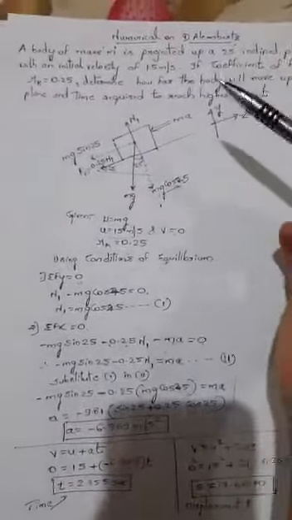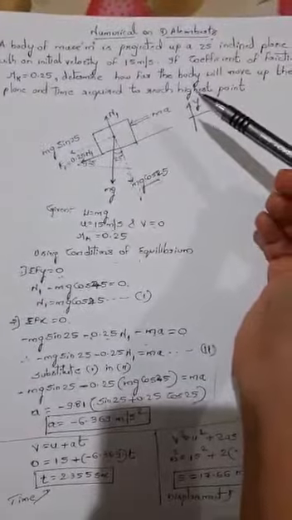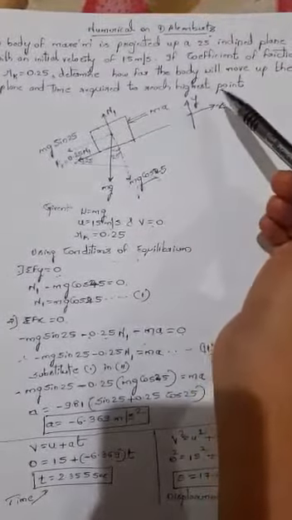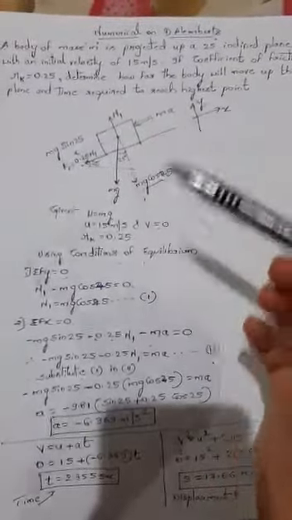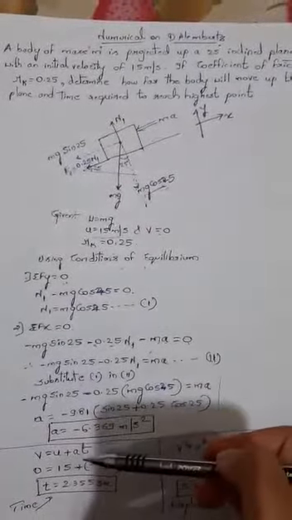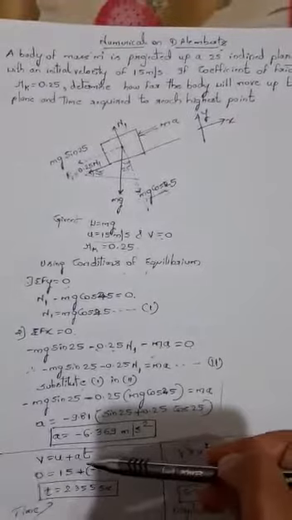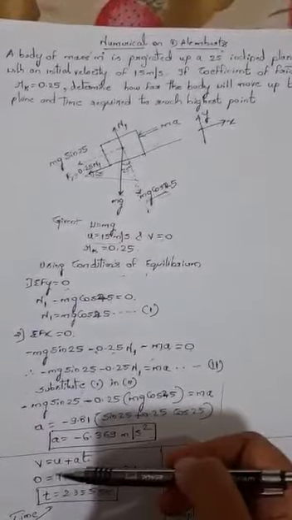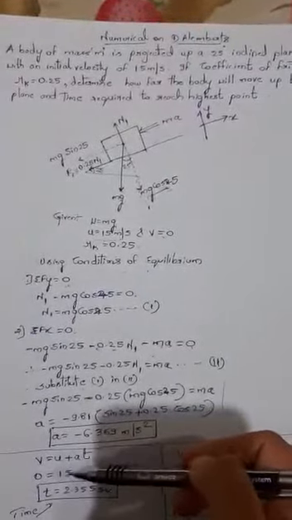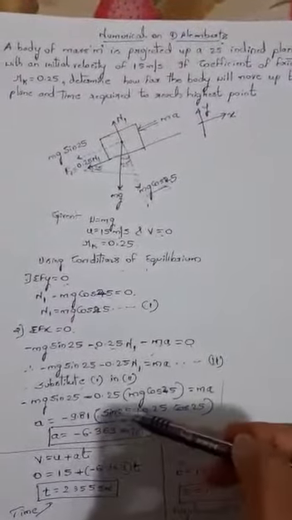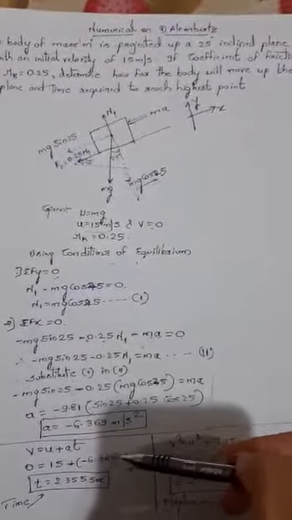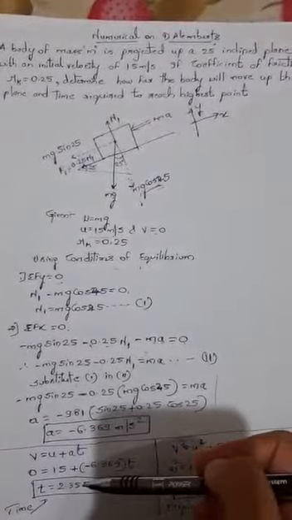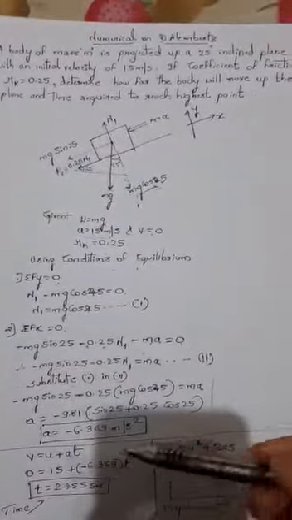Now we are done with the first part of the numerical. In the second part, it is asked what is the time required to reach the highest point. How do I calculate the time? By using the equation v is equal to u plus at. v is given as 0, as it reaches the highest point. u is 15, plus the acceleration we just calculated, times t. Hence we get the value of time, t is equal to 2.355 seconds.